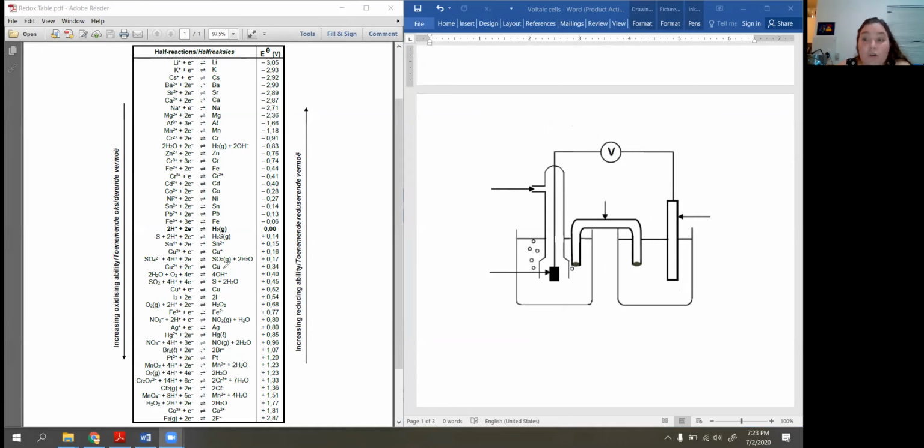So how do you know if something's a gas? Good news, they tell you. There's a gas, there's a gas, there's a gas. Anything where there's a gas, you're very lucky. They make it very obvious for you that it's a gas. So you don't have to worry too much about what's a gas.